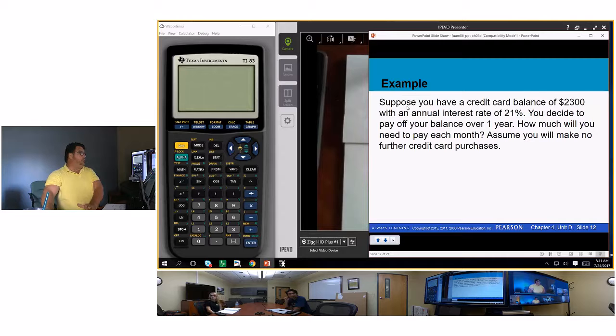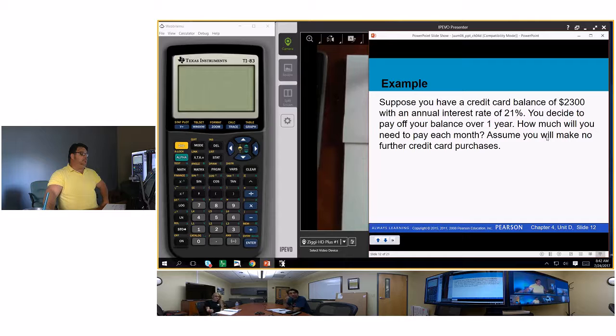Don't even open them. Suppose you have a credit card balance of $2,300 with an annual interest rate of 21%. $2,300 is nothing. People have $10,000 on their credit card. You decide to pay off the balance over a year. That's bull crap, because people don't pay them off over a year because they can't. How much will you need to pay each month? Assume you will make no further credit purchases. So this one's going to be fairly decent because you're going to pay it off in a year. But that's not what they want you to do, do they? No. So go ahead and crank this one out.